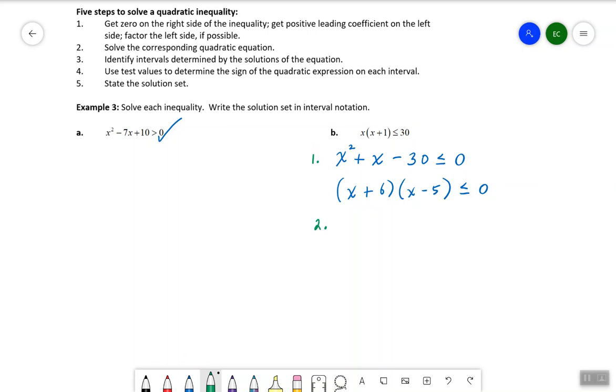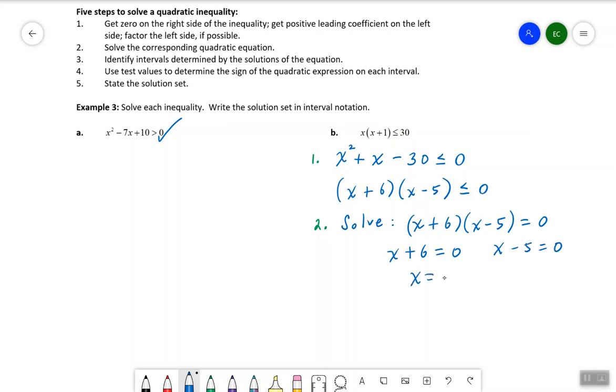And then step number 2, we're going to replace the inequality symbol with an equal sign, and we're going to solve that equation. And so now we just want to solve x plus 6 times x minus 5 is equal to 0. And so two solutions here. We're going to have x equals -6 or x equals 5.